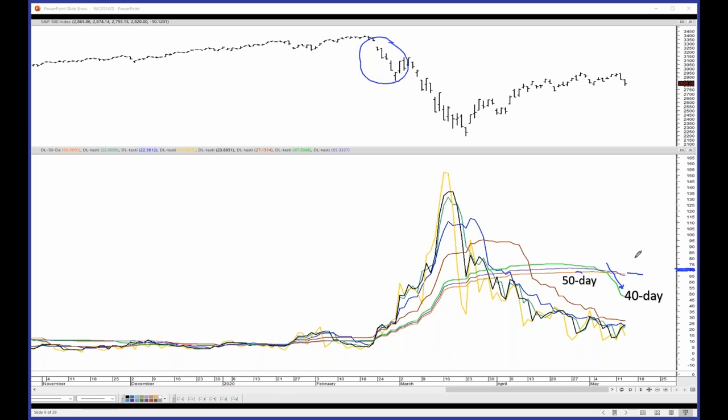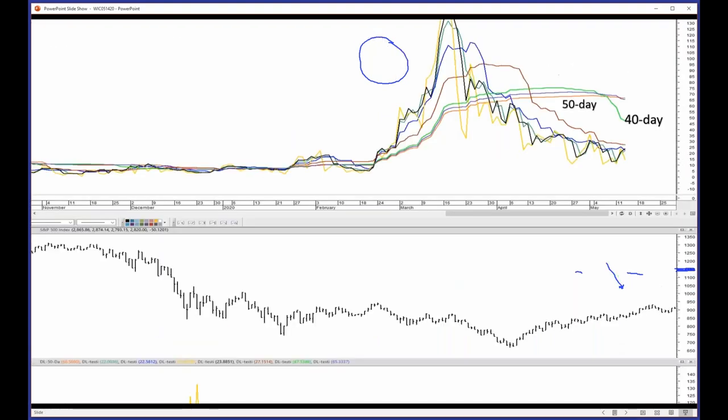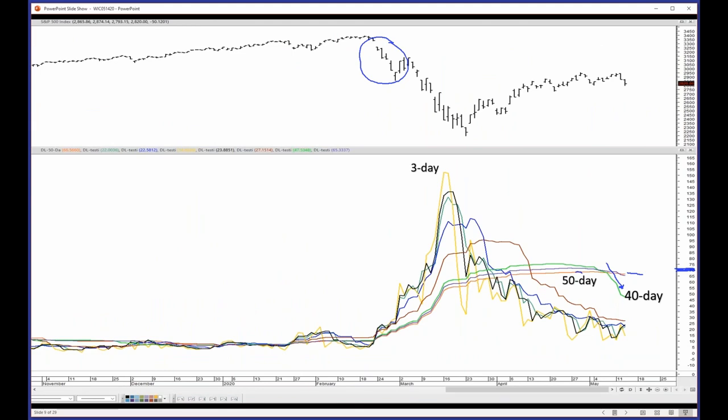Now, I couldn't stop myself as usual. So what I did was I started messing around and adding in more and more volatility readings to the chart and shorter term periods. And I went as low as a 3-day volatility. And then I went ahead and put a 5-day, a 6-day, a 10-day. And those are pretty much in order respectively from the top going down for the most part.